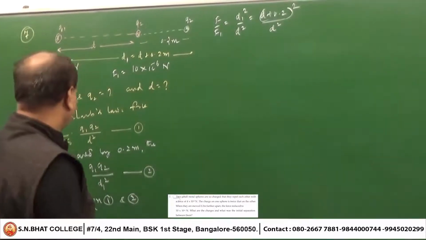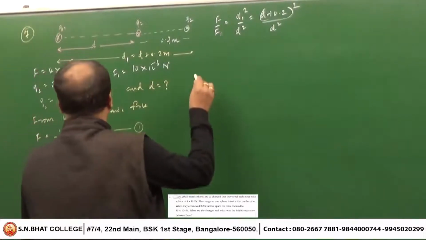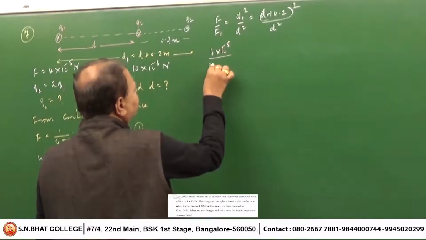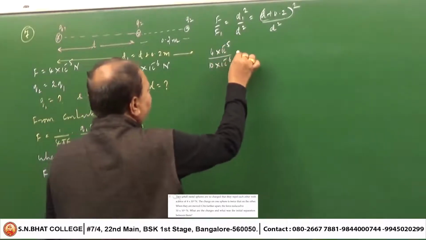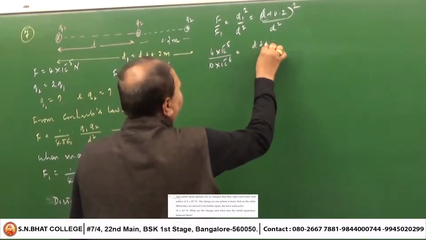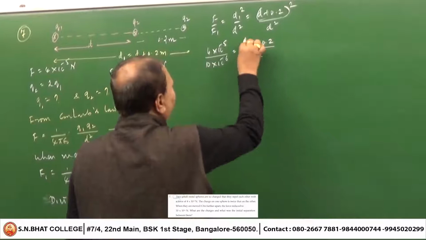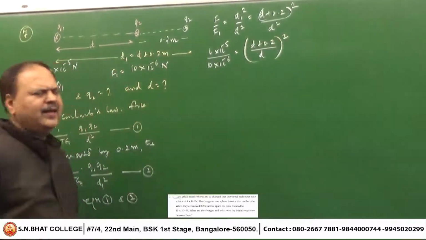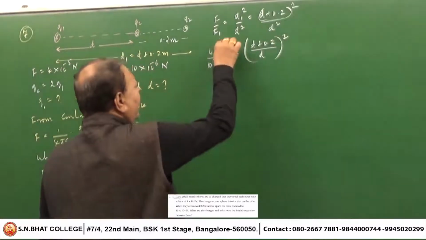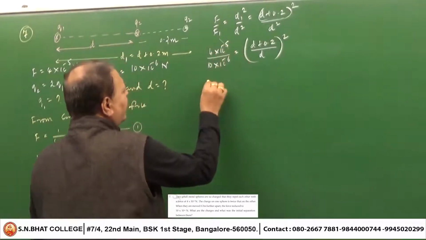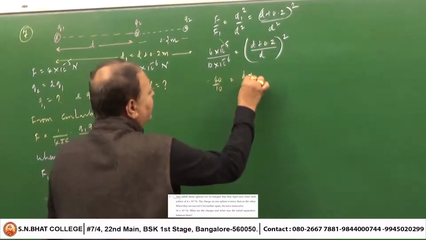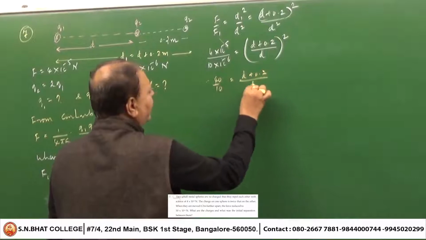Now, you substitute those values. What is the value of F? F is equal to 4 into 10 to the power of minus 5. This is 10 into 10 to the power of minus 6. That's equal to D plus 0.2 divided by D, whole square. Here 10 to the power of minus 5 by 10 to the power of minus 6 gives 10. Therefore, it is equal to 40 by 10, which is equal to D plus 0.2 divided by D whole square.